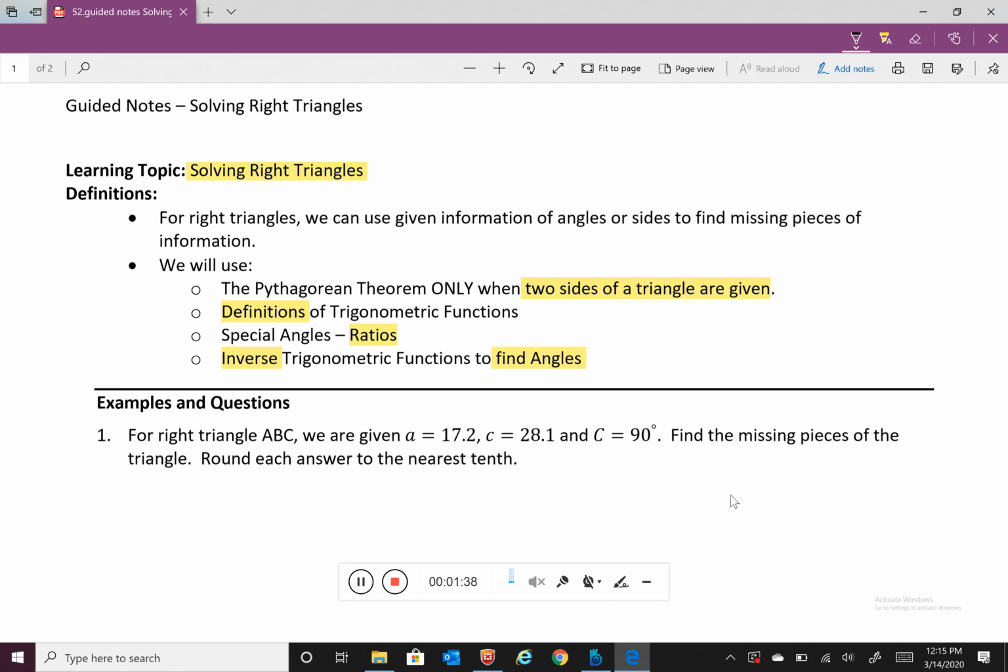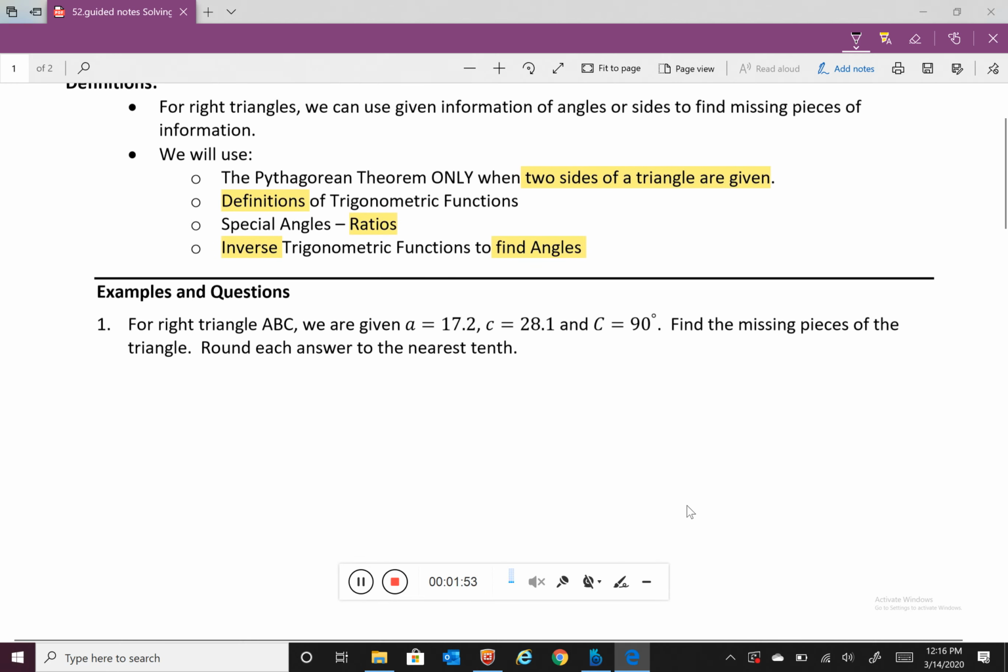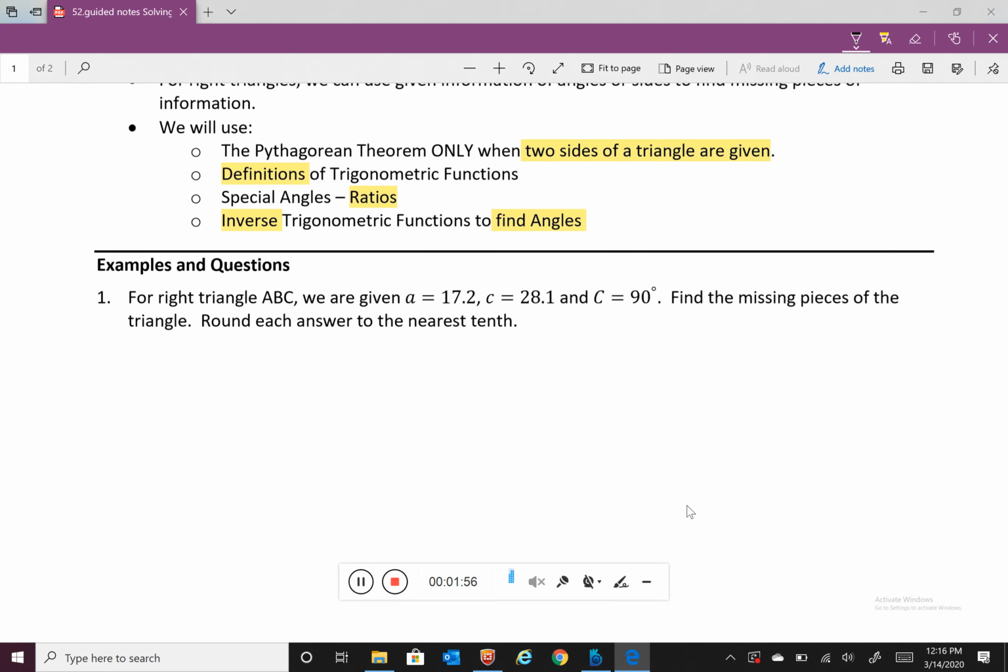Now, since angle C is 90 degrees, that means side c is our hypotenuse. Therefore, it is the longest side. So let's figure out what we're actually missing. If we have side a and the hypotenuse c, that means we're missing the other leg, which is b. We were given angle C is 90 degrees, but we do not know what angle A is, nor do we know what angle B is. So that is the information that we need to find.